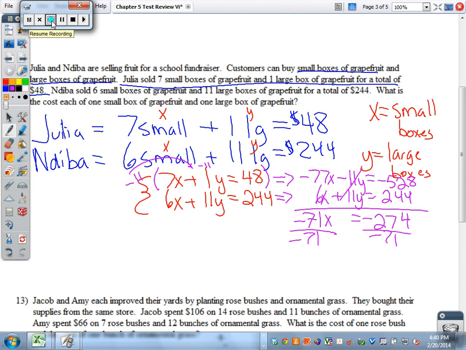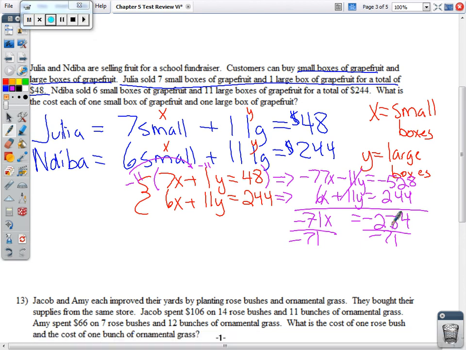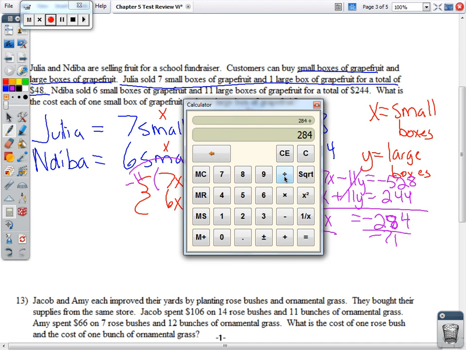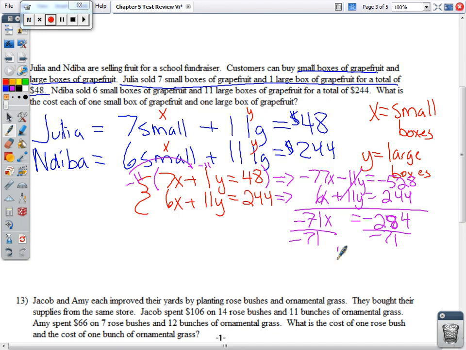Making the correction, this is actually 284. All right, so we have now 284 divided by 71 will give me 4. So x equals 4. Now that I know that x equals 4, I can plug this back into one of the original equations. Use this one right here.